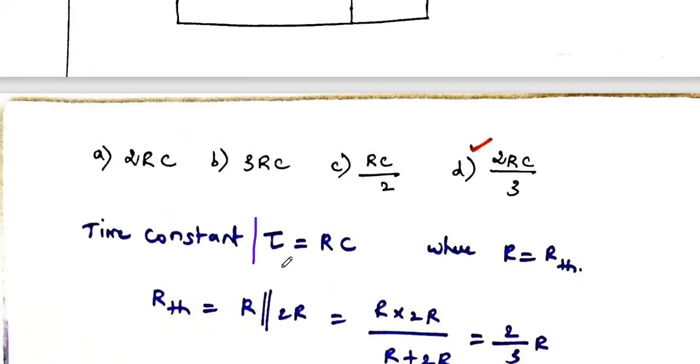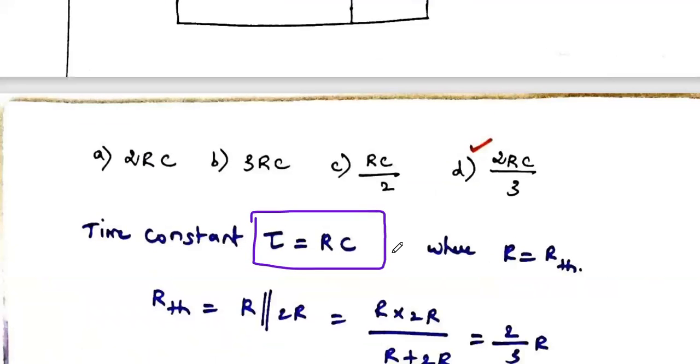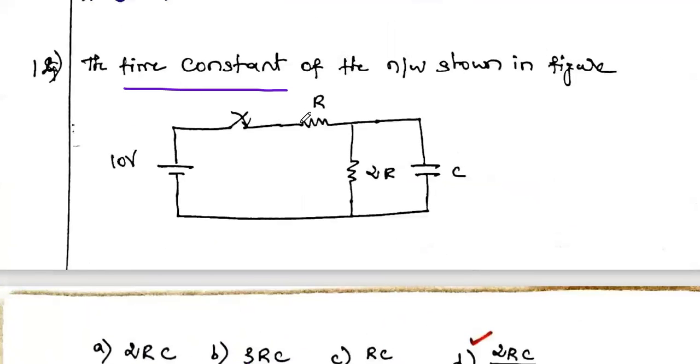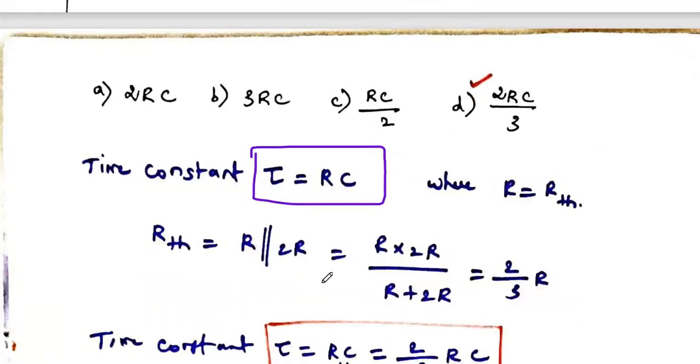We know that for an RC circuit, the time constant tau is equal to R into C. The product of R into C is the time constant for one RC circuit. Here there are two resistances. You just check how these resistors are connected: R and 2R are connected in a parallel combination.